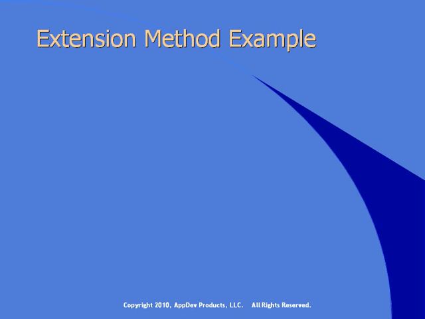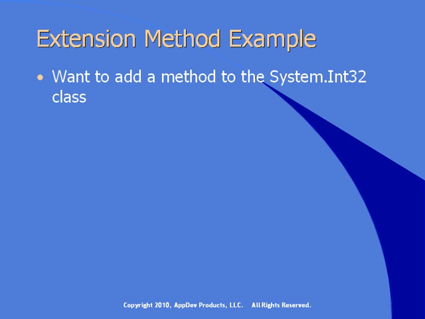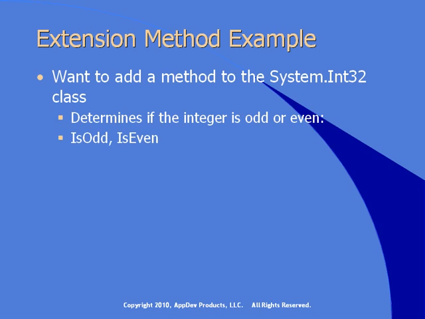Let's look at a simple example of this. What if you want to add a method to the System.Int32 class, an integer? You want to be able to determine if the integer is odd or even. Maybe you want to add an isOdd and an isEven method to the integer class, so you can easily tell if an integer is odd or even without having to write that code every time. You can create an extension method.